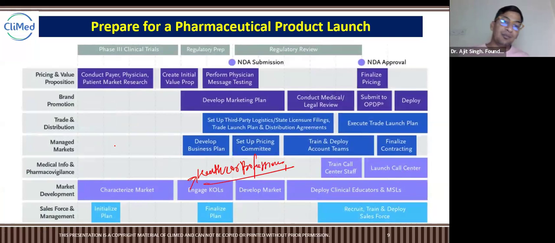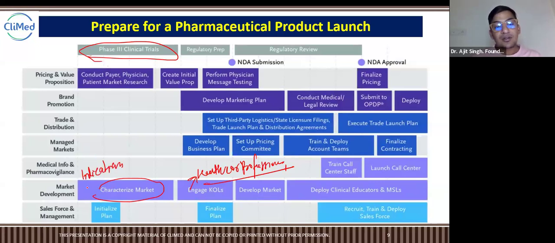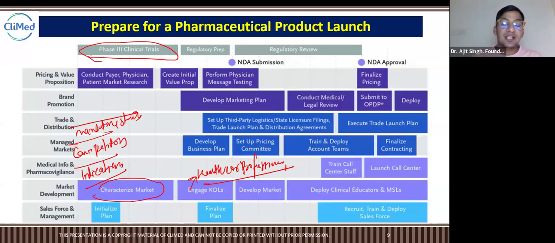Characterize the market. Market development will again start from the phase 3 clinical trials, from the phase 3 clinical trials only. So characterizing market means what? Characterizing market means the indications, competitors, and marketing strategies. They do the complete market research to characterize the market, and the geographical locations. Suppose some pandemic has come.